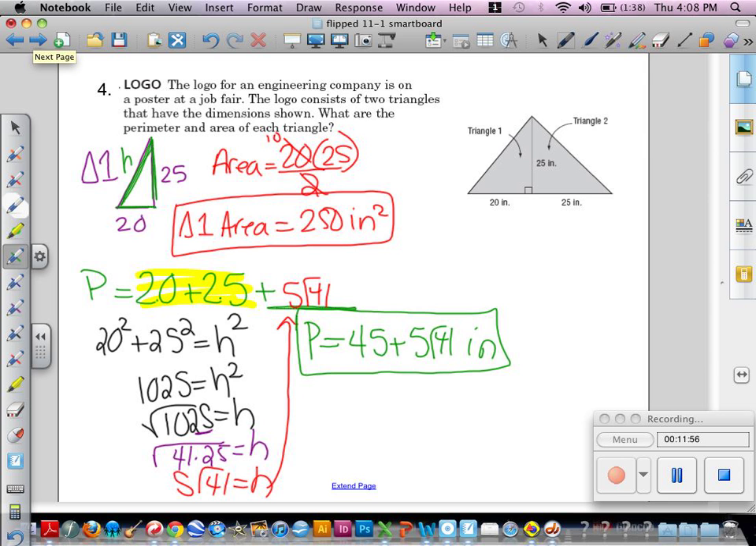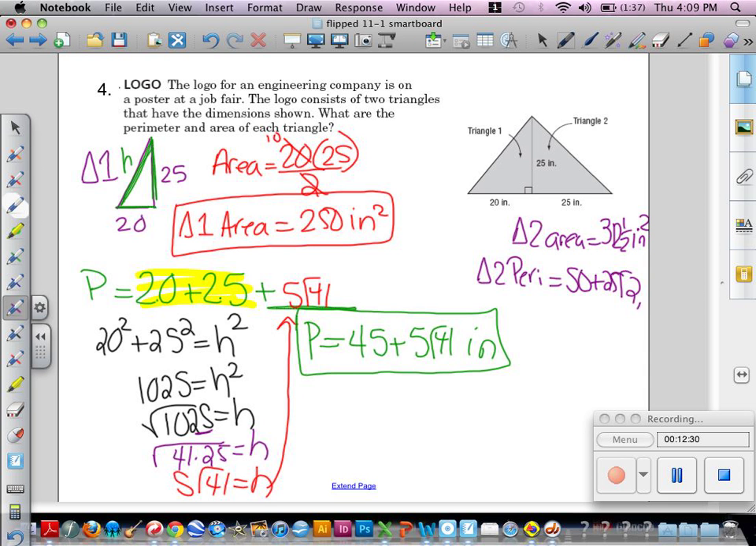I could do the exact same thing for triangle 2. Why don't you guys go ahead and calculate that out. I will write the answers down. Triangle 2 area equals 312.5 inches squared, and then triangle 2's perimeter equals 50 plus 25 root 2 inches.